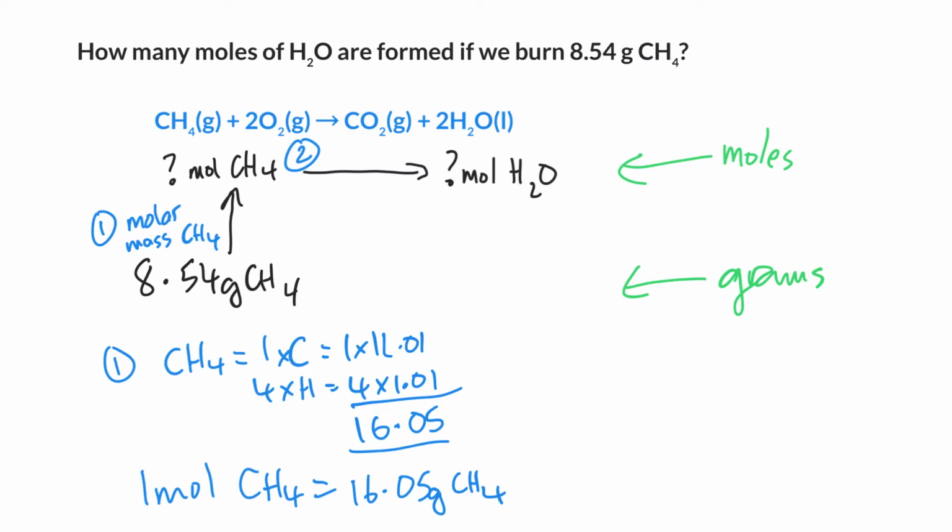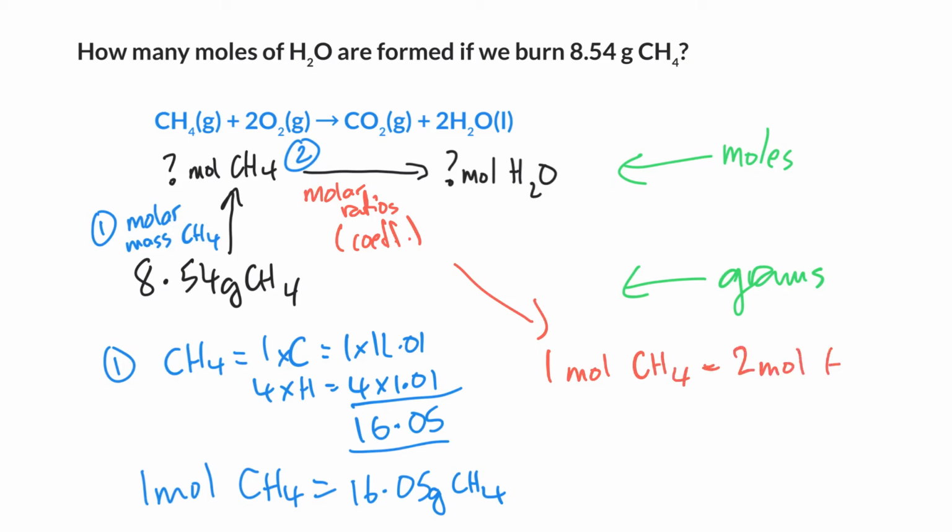I'll write that in red. So we use the molar ratios. Those are from the coefficients in the balanced equation. So if it wasn't balanced, we'd have to balance it up, I suppose. And my left-hand finger says that for every 1 mole of methane, my right-hand finger says there will be 2 moles of water produced. And so that is my second conversion. So we should go ahead and put those two together.